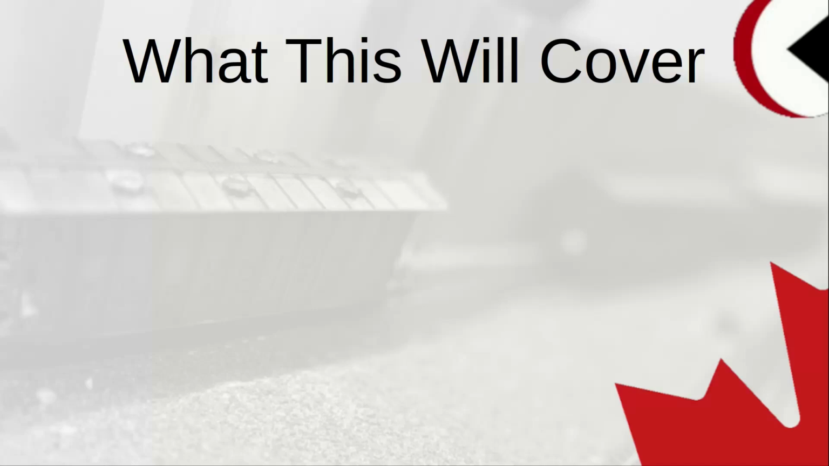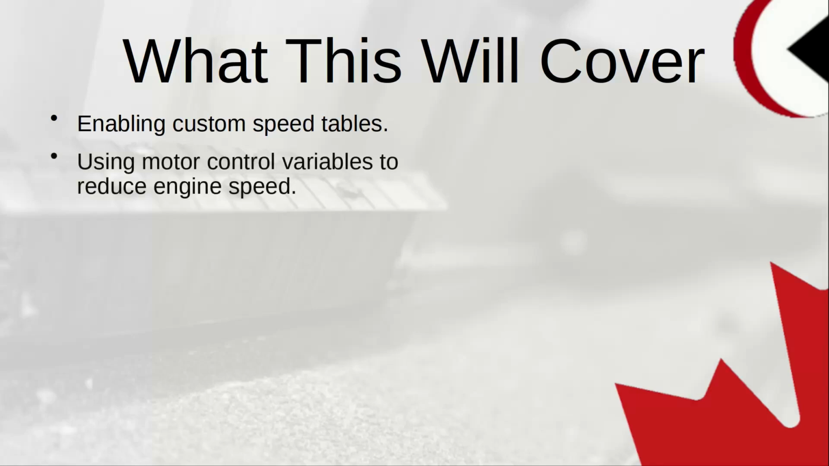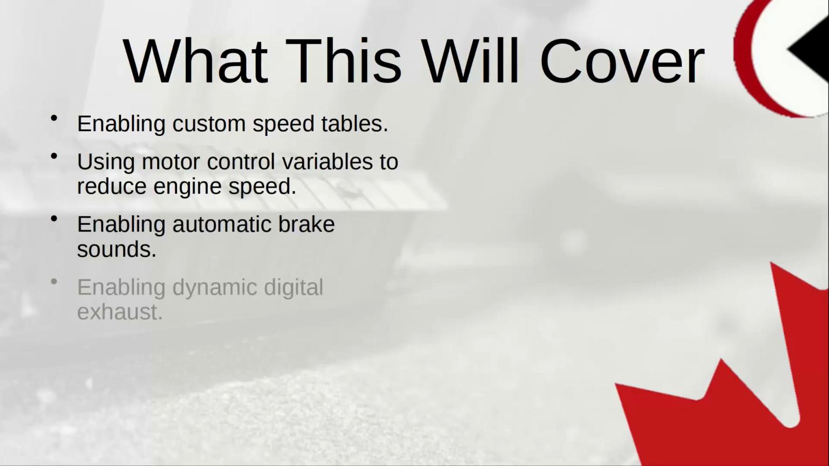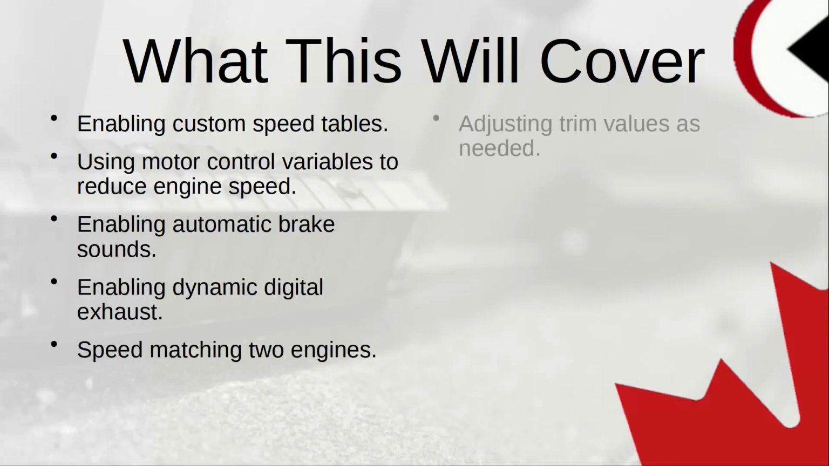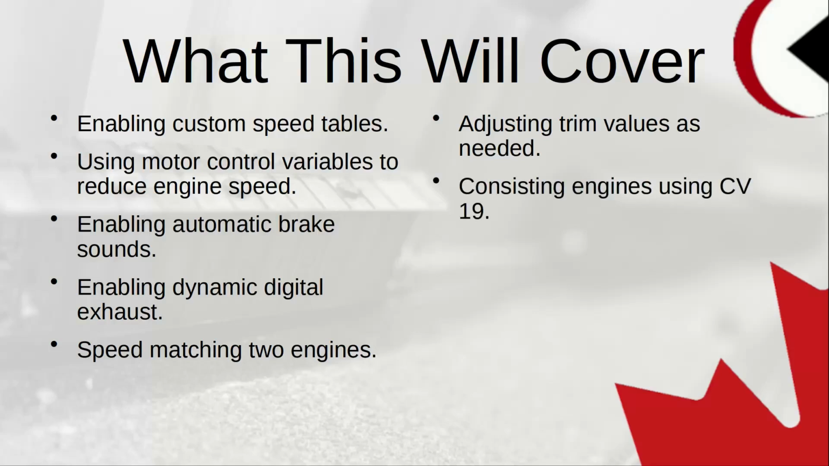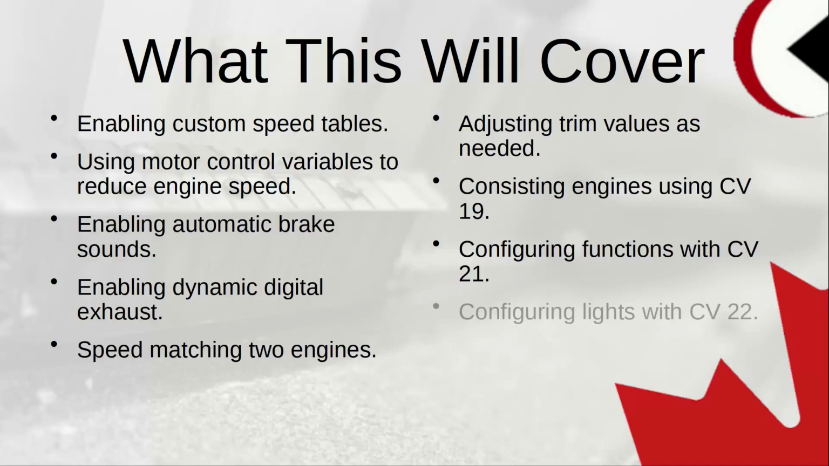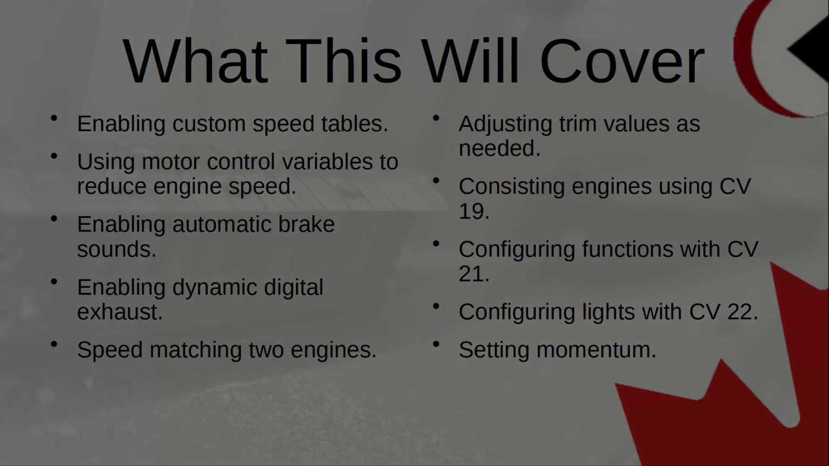In this video, I'm going to cover the following topics: enabling custom speed tables, using motor control variables to reduce the engine speed, enabling automatic brake sounds, enabling dynamic digital exhaust, speed matching to engines, adjusting trim values as needed, configuring the engines using CV19, configuring functions with CV21, configuring lights with CV22, and finally, set momentum.